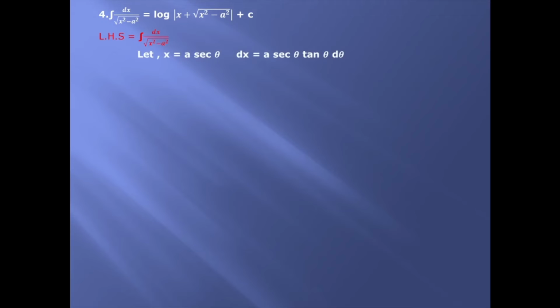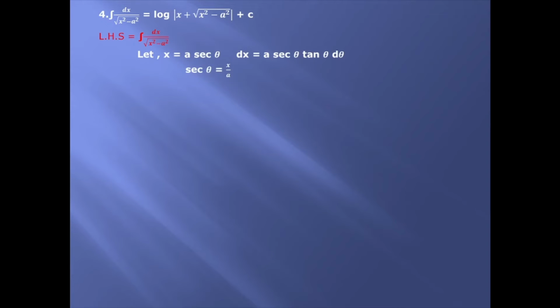Fourth type, integral dx by root of x square minus a square is equal to log modulus x plus under the root x square minus a square plus c. Since log is involved in the left hand side, just assuming x is equal to a secant theta, which in turn dx will be equal to a secant theta tan theta d theta.